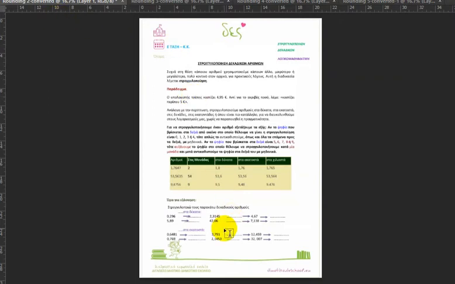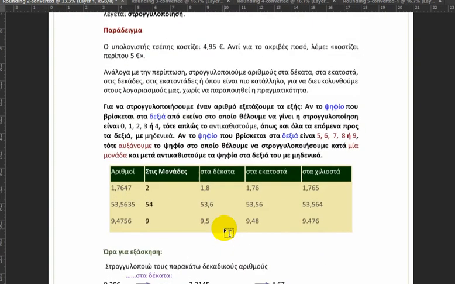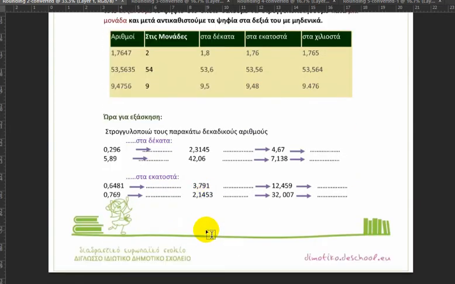Okay, so this is mostly theory, but there are a few exercises down here where we get asked to round to the tenths, which are here. Now we need to round all of these to the tenths. So here, here, here, here, and then the hundredths, which are here, here, here, here.